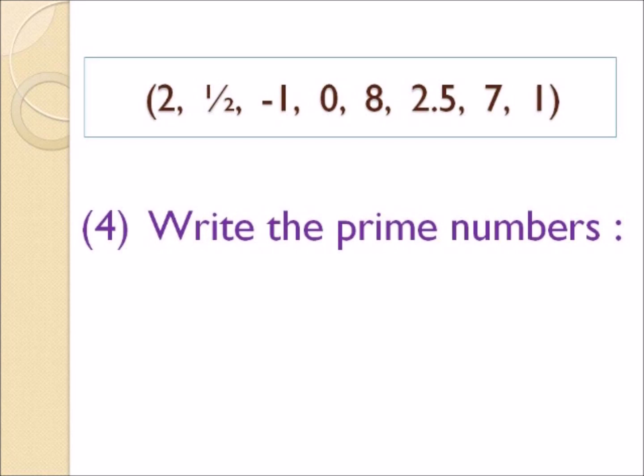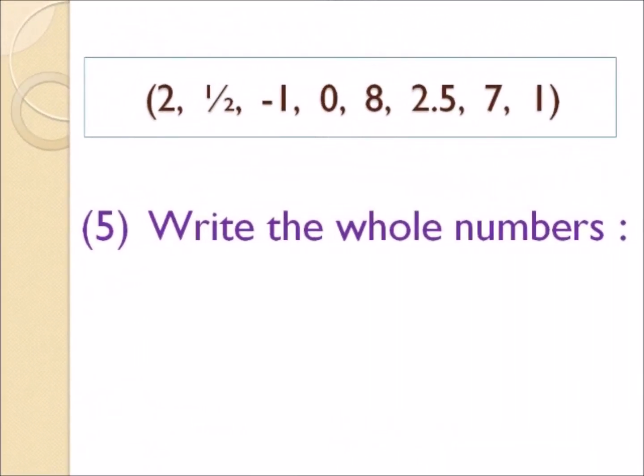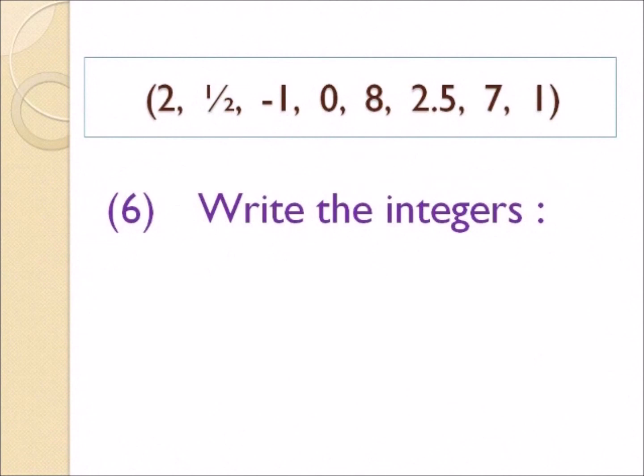Good. Number 5, same set of numbers. Write the whole numbers. Remember what whole numbers are and pick out the whole numbers in the set. Write them quickly. Good. Number 6, pick out the integers. Remember what integers are. Let's see if you can find the integers in the set of numbers. Do it quickly.